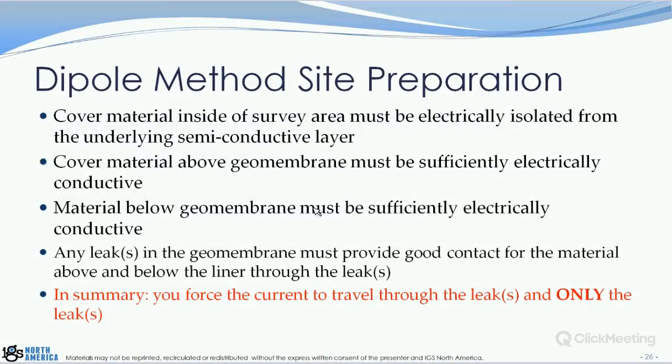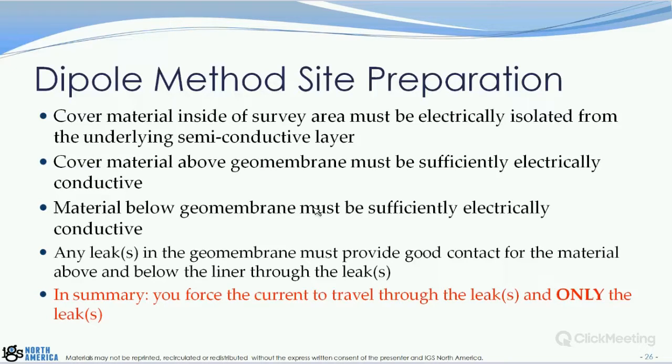So these are the 4 criteria that are required for leak detection. The cover material inside of the survey area must be electrically isolated from the underlying semiconductive layer. Usually it's the subgrade, so it's the surrounding rock. For a single line geomembrane, it would just be the ground outside the survey area. The cover material has to be adequately electrically conductive, and the material below the geomembrane must be electrically conductive. Any leaks in the geomembrane have to have good contact.